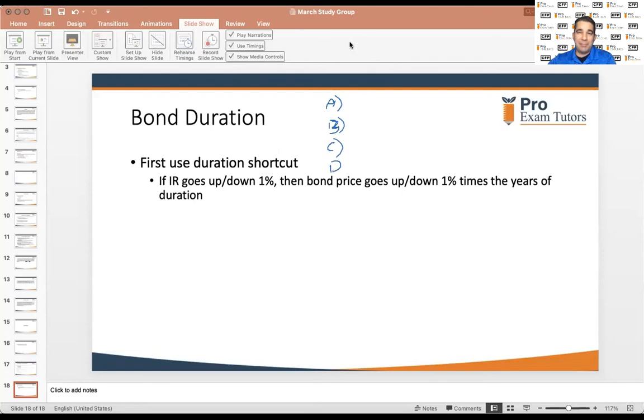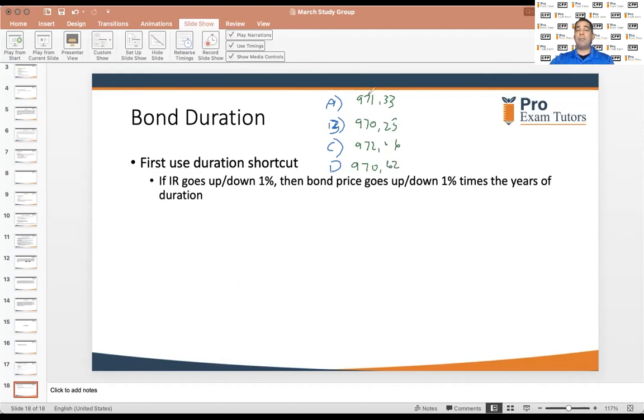They'll say the bond price was $950, interest rates went down, bond prices went up. What's the new bond price? And they'll say $971.33, $970.25, $972.46, and $970.62, something like that.